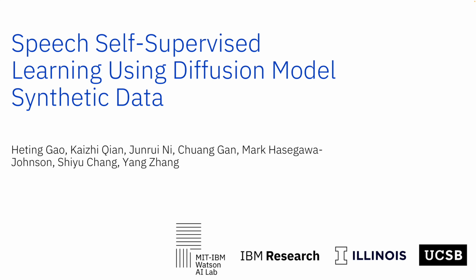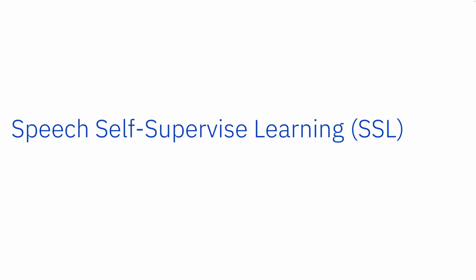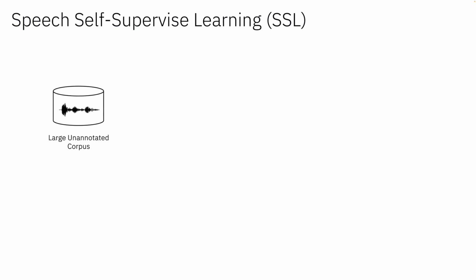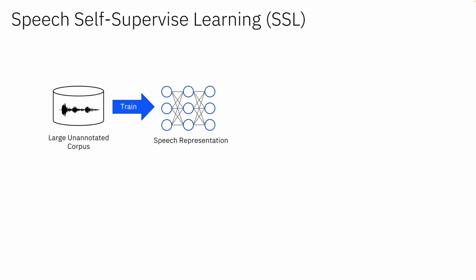Today I will introduce our paper, Speech Self-Supervised Learning Using Diffusion Model Synthetic Data, a collaboration work with UIUC and UCSB. Let me start by quickly going over some background about speech self-supervised learning, or speech SSL. Speech SSL, just like SSL in other domains, assumes that we have a large unannotated dataset. And so we can use this dataset to pre-train a speech representation network.